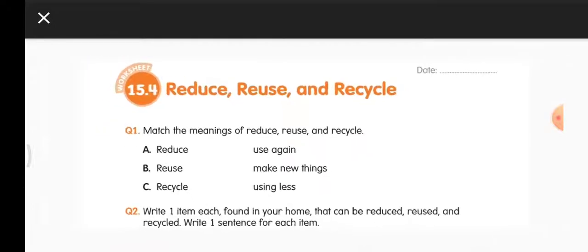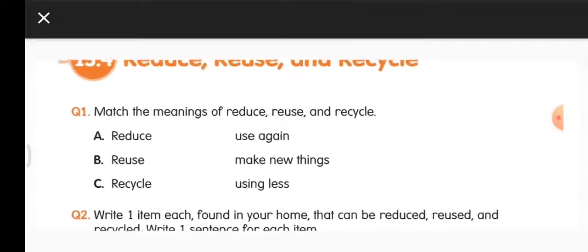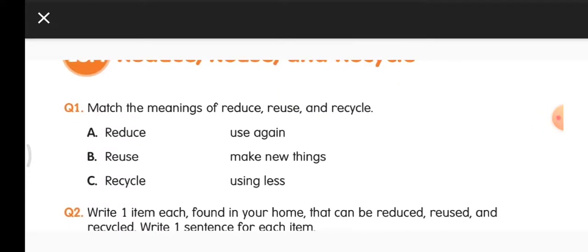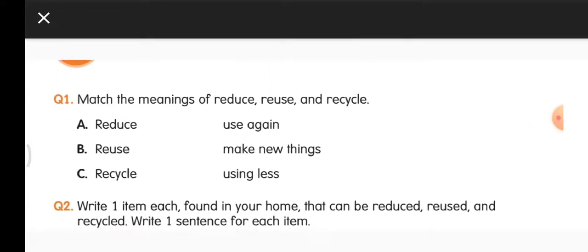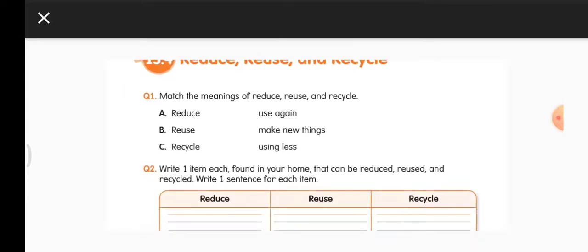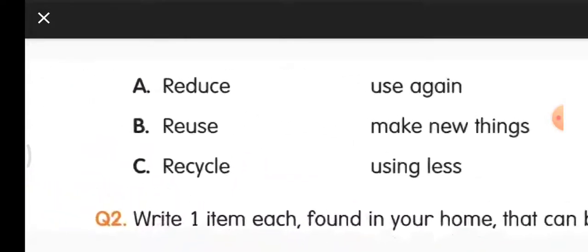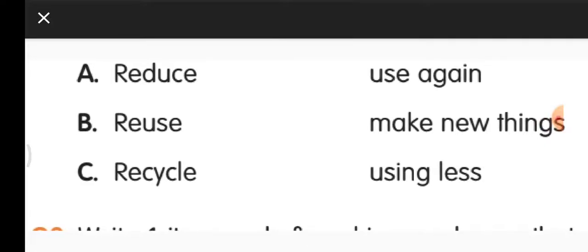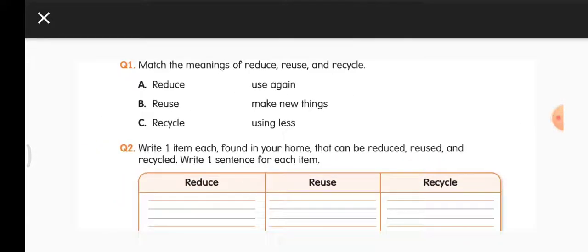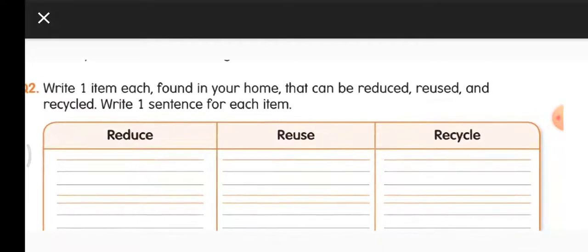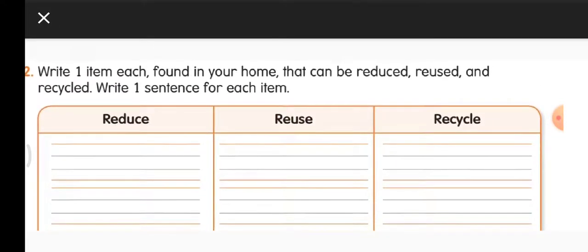Question 1. Match the meanings of reduce, reuse, and recycle. A, reduce, B, reuse, C, recycle. Reduce means, please match it. You can draw a line to match these things. Reduce means using less. Reuse means use again. Recycle, make new things. Now, question 2, write one item each found in your home that can be reduced, reused, and recycled.